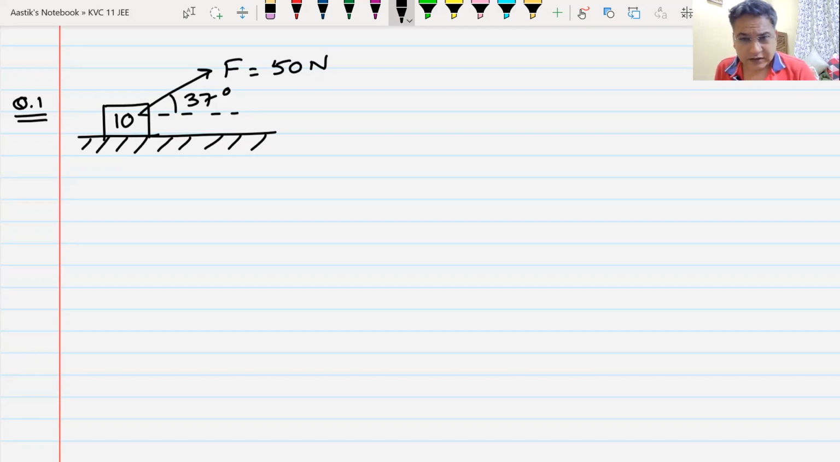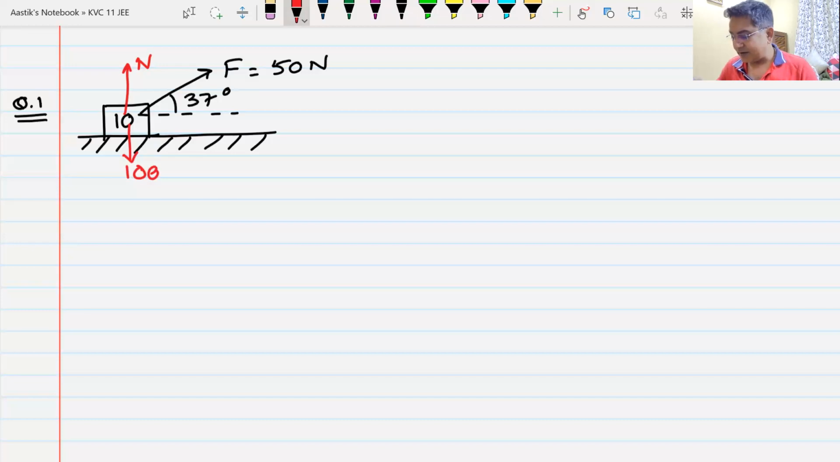Sketch is already there. The second step is to draw the free body diagram. Let me draw the free body diagram. What are the elements in this free body diagram? The first thing is the weight of the block, which is 100 newtons. I've drawn it downwards. Then there would be a normal reaction coming from the ground, yes or no?